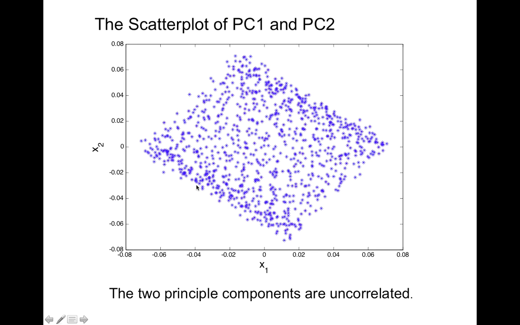So here is a scatter plot of the 2 principal components, and you can see that basically after singular value decomposition was done, MATLAB returned that there were 2 principal components, 1 and 2. You can see they're uncorrelated. There's no functional relationship of any sort between these 2 variables.